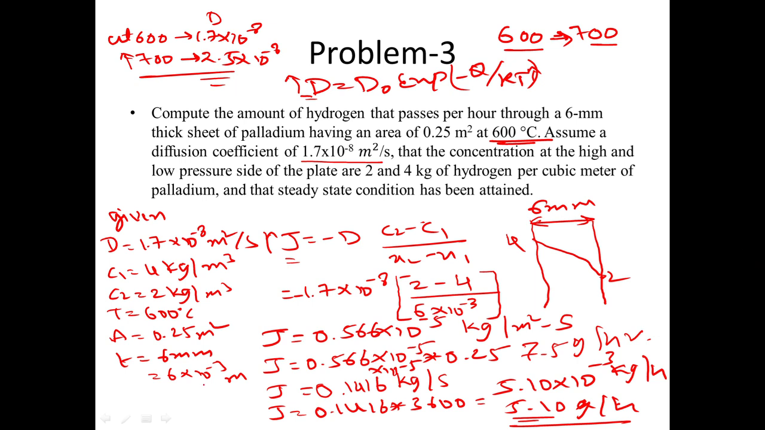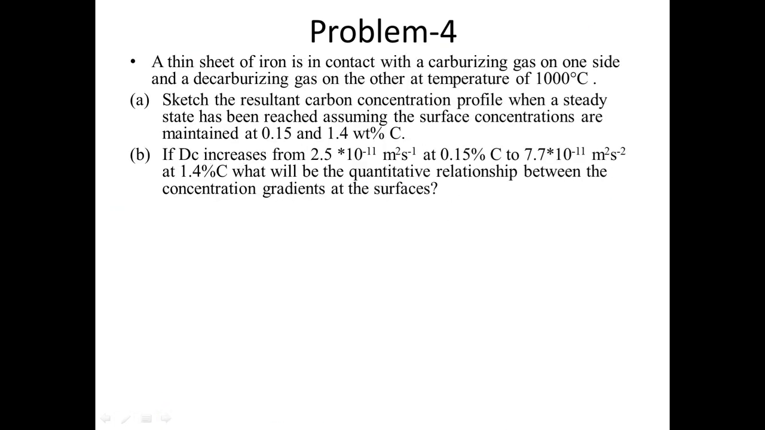Right? So this is the question of this week. Fourth question is a very interesting question. A thin sheet of iron is in contact with a carburizing gas on one side and a decarburizing gas on the other side at a temperature of 1000 degrees Celsius. Sketch the resultant carbon concentration profile when the steady state has been reached, assuming the surface concentrations are maintained at 0.5 as well as 1.4 weight percent of carbon.